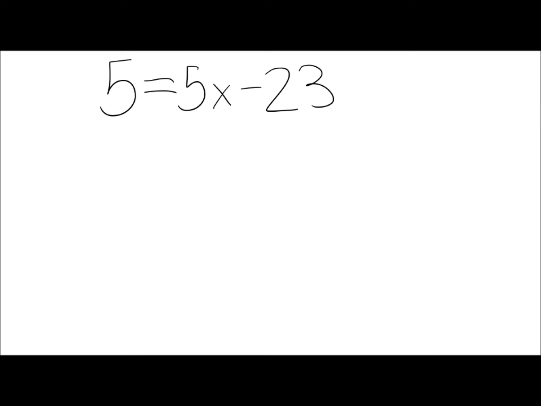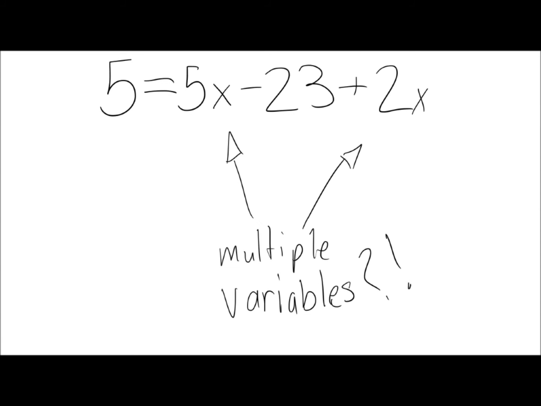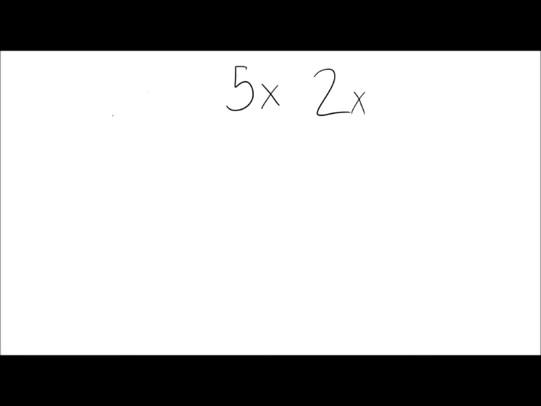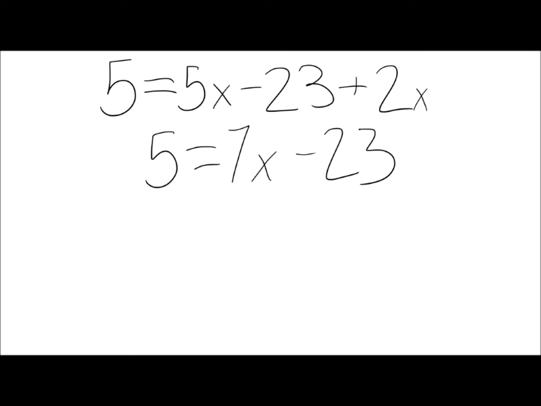5 equals 5x minus 23 plus 2x. We're solving for x, but notice that there's 2 x's. There's 5x and 2x. It's hard to solve for something if you have it in 2 different places. So we want to combine like terms. I can combine 5x and 2x, and when I do that, I get 5 equals 7x minus 23.